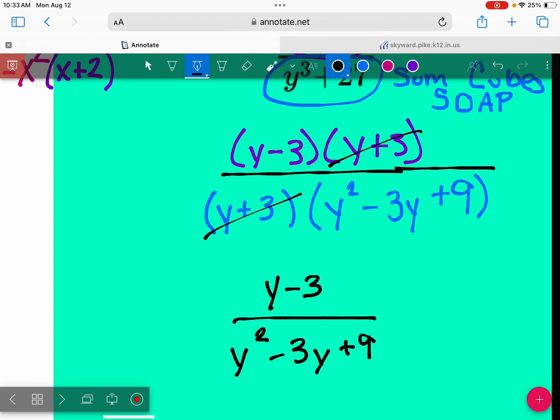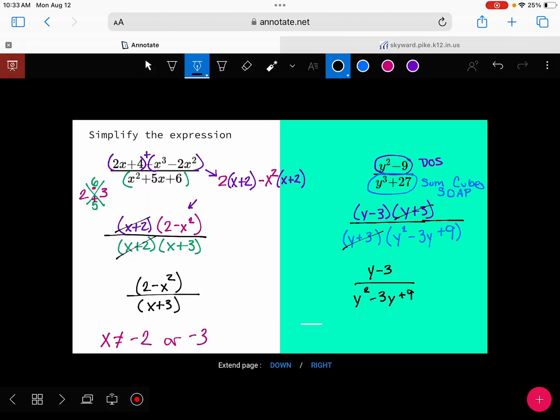Time-wise, we're at 36. We've got 3 minutes. So we will talk about what we're going to do next tomorrow. We're going to do multiplication and division and start playing with rational expressions in many, many ways.